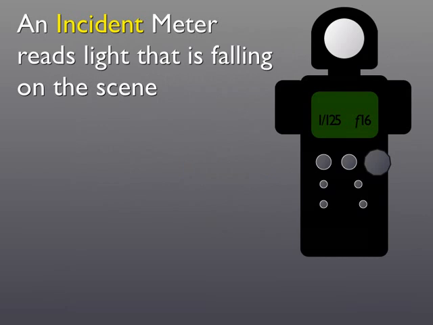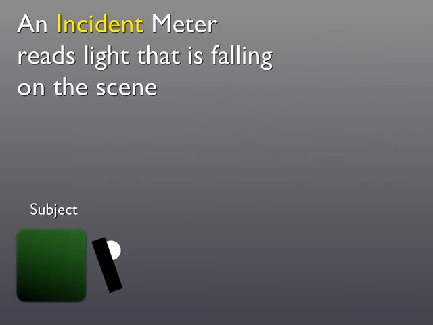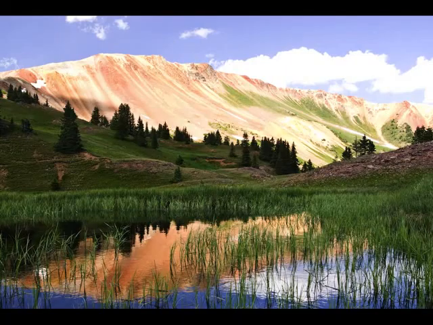The incident meter reads light that is falling onto the scene. So, what you're going to do to use it is you take it and you put it in front of your subject, and you click the button. When you click the button, it reads the light that's falling onto the meter. Now, this works pretty well as long as you can get the meter into the same place that your subject is. And in some cases, that's just not going to happen.